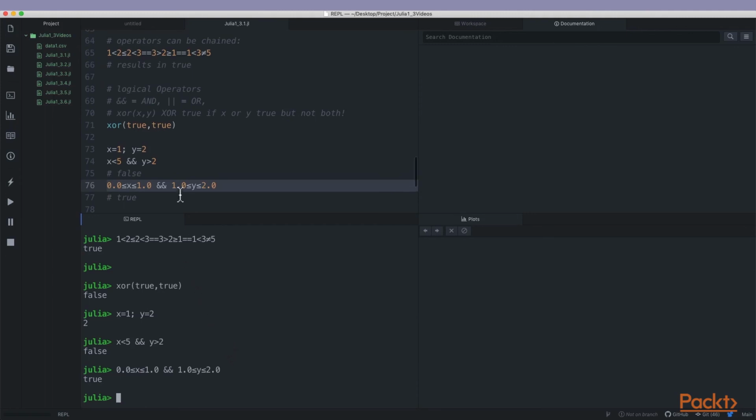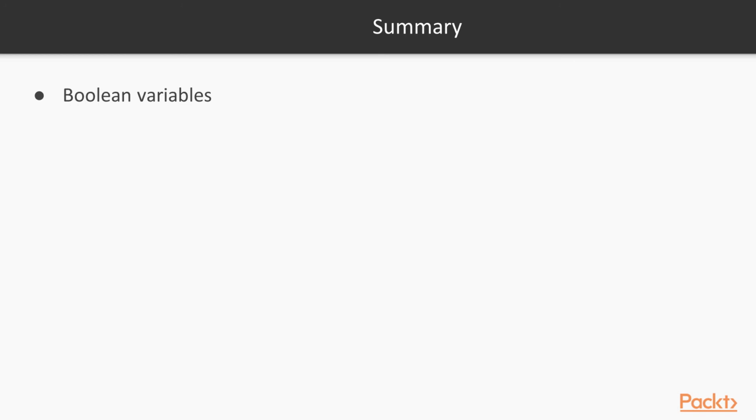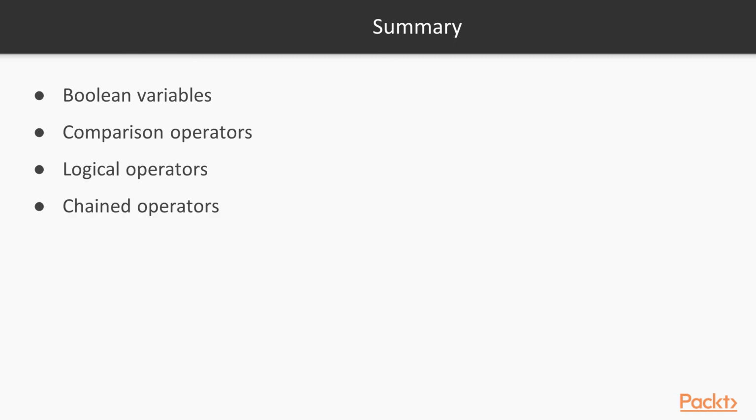Okay, so here's what we've learned. Boolean variables, comparison operators, logical operators, chained operators, conditional control structures, the if, else if, and else, the question mark colon conditional, and the ampersand and then operator, and the or else operator. That's for simple conditionals. But sometimes they can make them very messy. Don't use them.